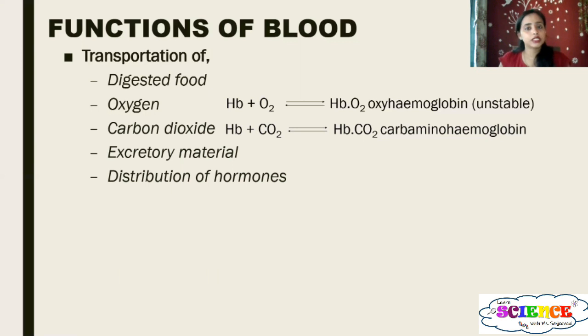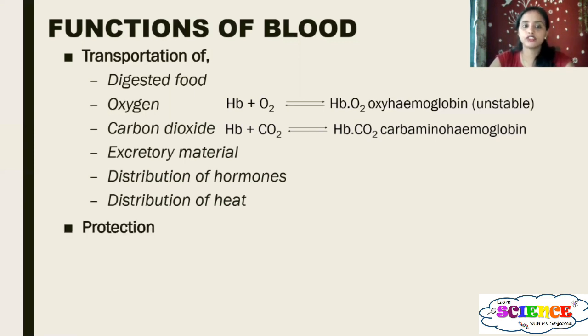We know hormones are produced in endocrine glands, and these hormones have to be transported to other parts of the body. That transportation is also done by blood. Distribution of heat is one of the important functions. Blood helps in distributing heat uniformly and thus maintains body temperature constant. So these are the transportation functions: digested food, oxygen, carbon dioxide, excretory material, hormones, and heat.